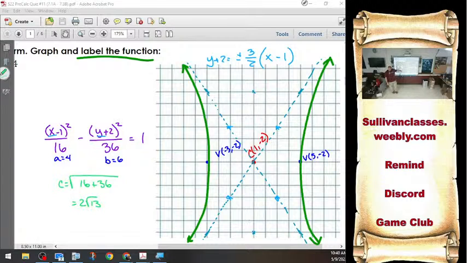This is 52, right? Square root of 52 is just a little past square root of 49, so 7 and some change. So I'll go 1, 2, 3, 4, 5, 6, 7, and some change for a focus at 1 plus 2 root 13, negative 2. I'll go back this way, 1, 2, 3, 4, 5, 6, 7, and some change for a focus at 1 minus 2 root 13, negative 2.